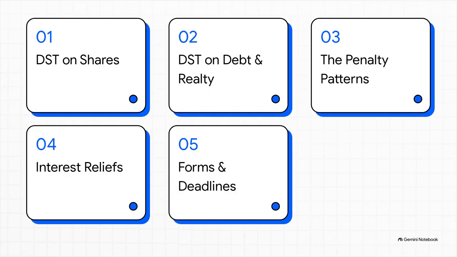All right, let's dive right into this blueprint. We've got 5 key areas on the agenda today. Number 1, DST on shares. 2, DST on debt and realty. 3, the penalty patterns. 4, interest reliefs. And 5, forms and deadlines.